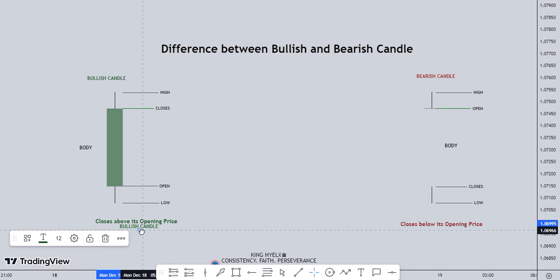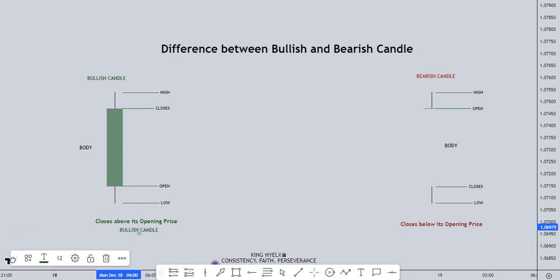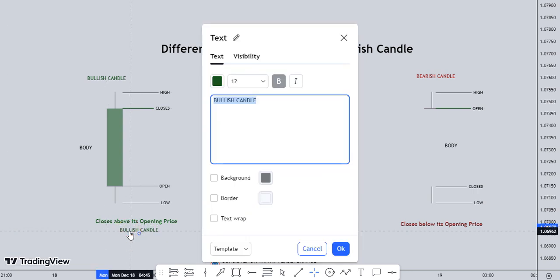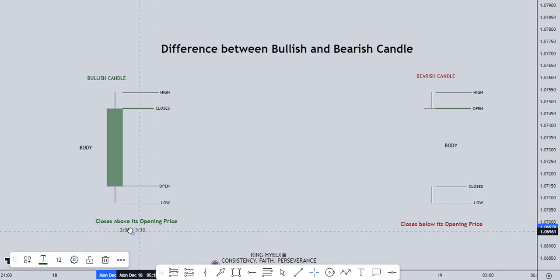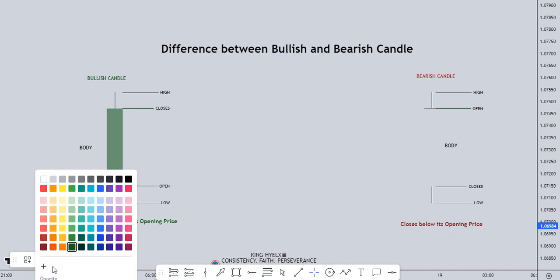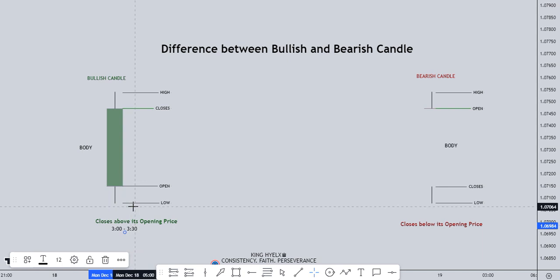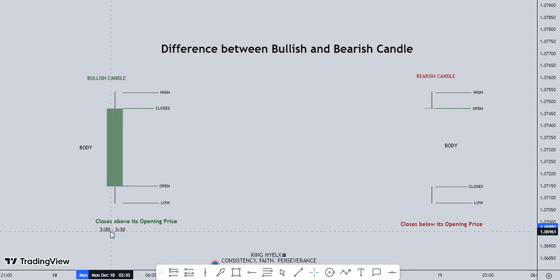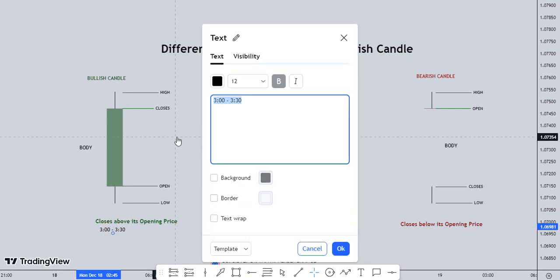So let's say this was 3 o'clock. Doesn't matter whether it's AM or PM, guys. It's an illustration. I'm not saying a bullish candle is always 3 to 3:30, right? It's an illustration. So assuming this is a 30 minutes candle, so that means you're on the 30 minutes time frame.